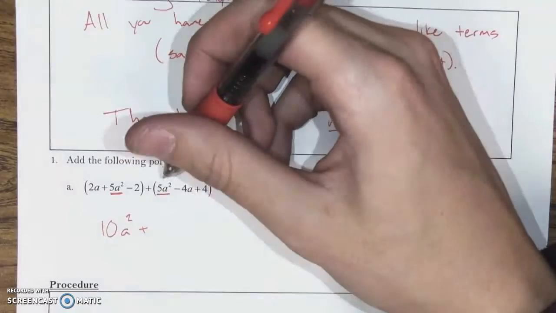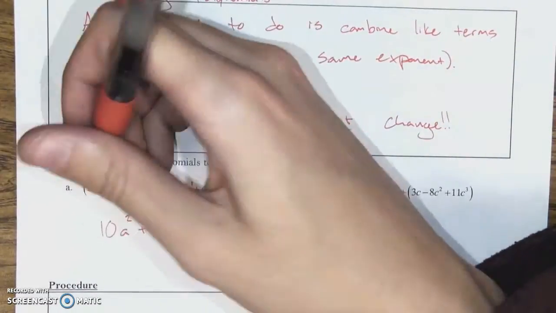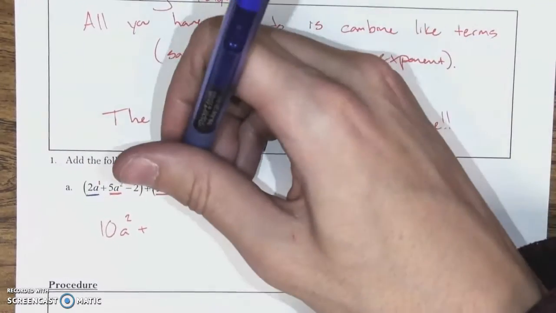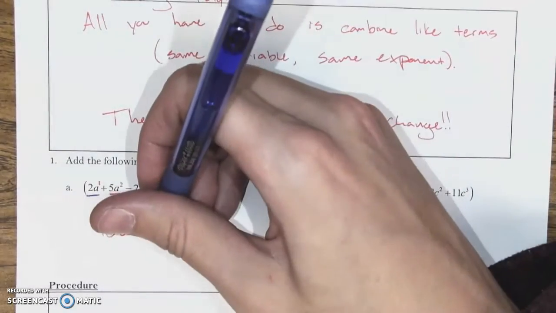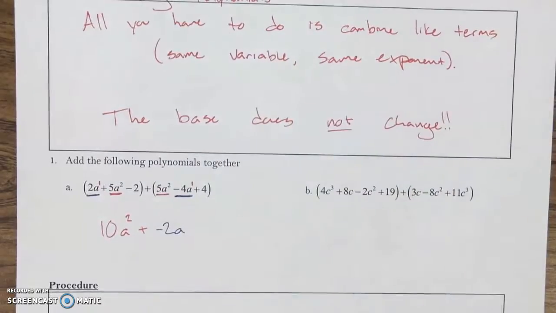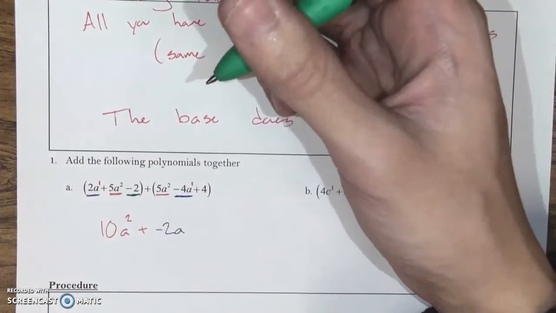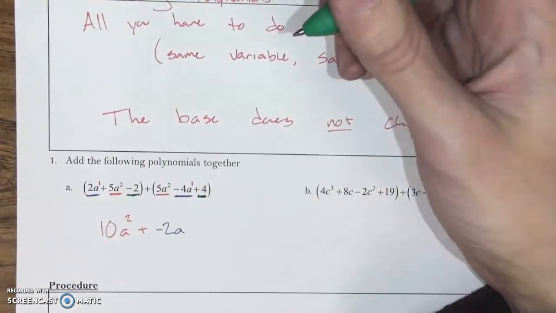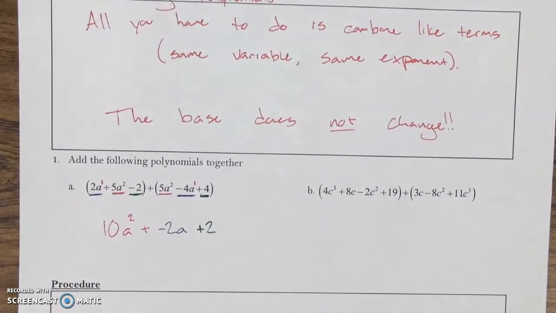Plus, the next one down, we have a to the 1. So we have 2a to the 1 and negative 4a to the 1. So 2 plus negative 4 is negative 2. And last but not least, we have a to the 0, or just no a. Negative 2 and positive 4 gives us a positive 2. That's our constant.